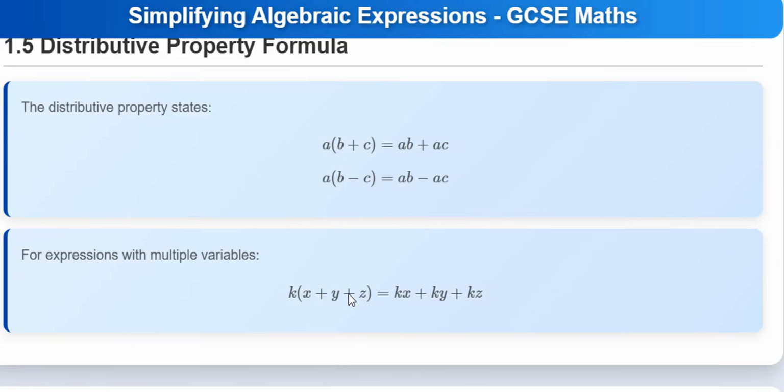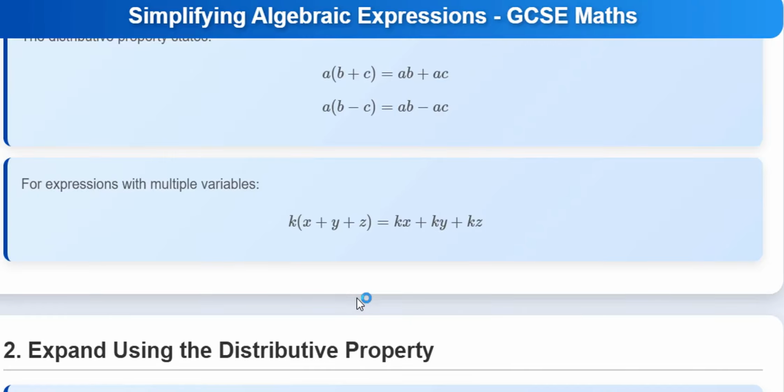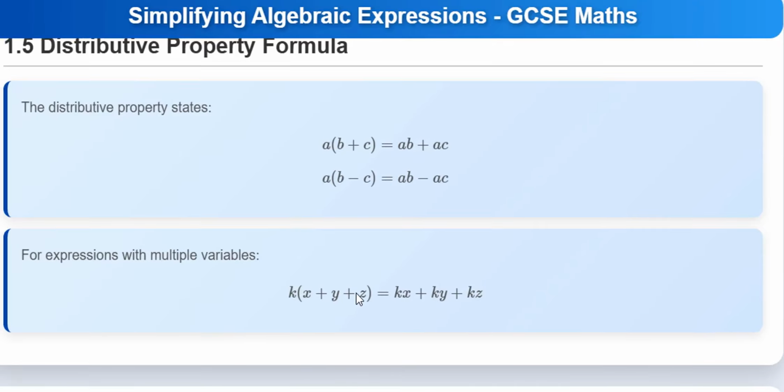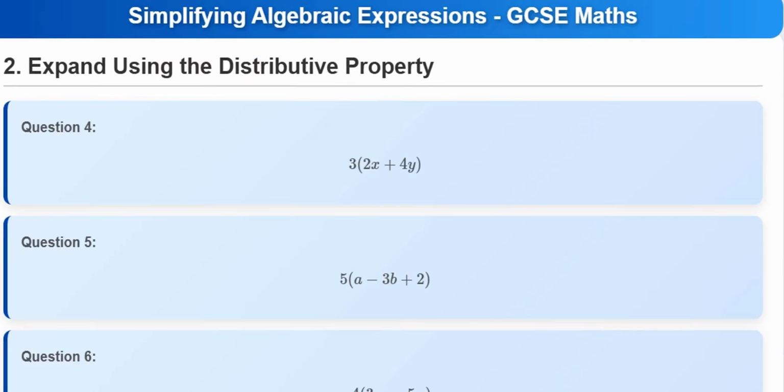So with this knowledge, can we try to solve some questions relating to the distributive property? This question 4, you are told to expand using the distributive property 3 into 2x plus 4y.